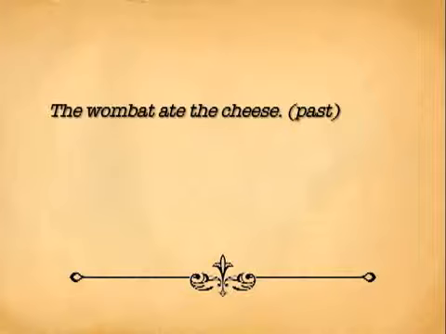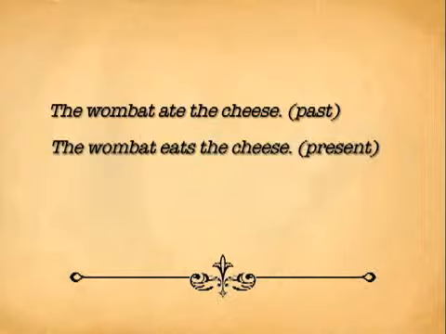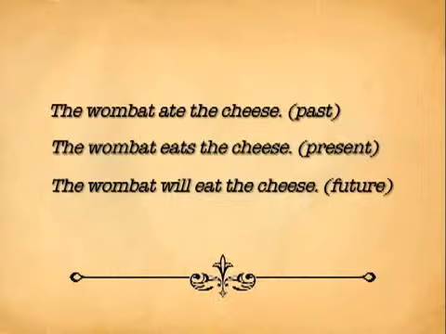Verbs are different from subjects in that verbs can do a lot more. Verbs can change tenses to show past, present, or future action. For example, the wombat ate the cheese, past tense. The wombat eats the cheese, present tense. The wombat will eat the cheese, future tense. And there are a few other tenses as well. You might say the wombat had been eating the cheese. The wombat will be eating the cheese, and so on.